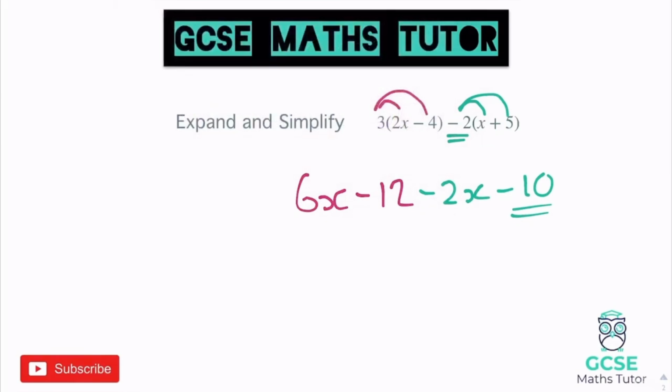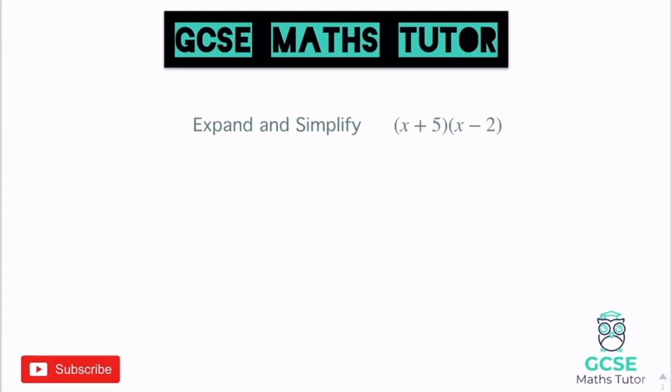Right, so collecting it all together. We've got 6x, take away the 2x, and that leaves us with 4x's. And we've got negative 12 and negative 10 here. Negative 12 take away 10 is negative 22. And there's that expanded and simplified.